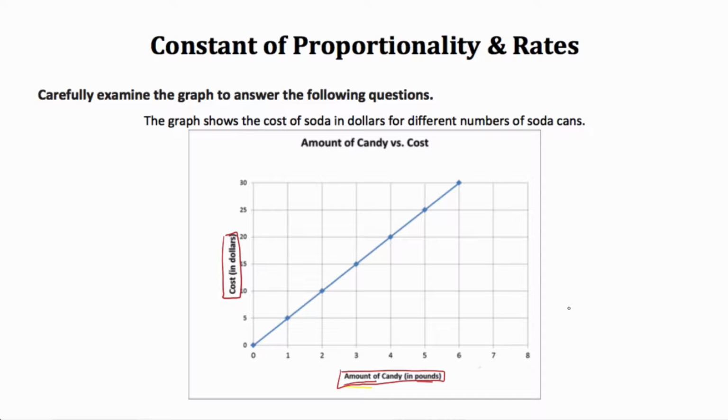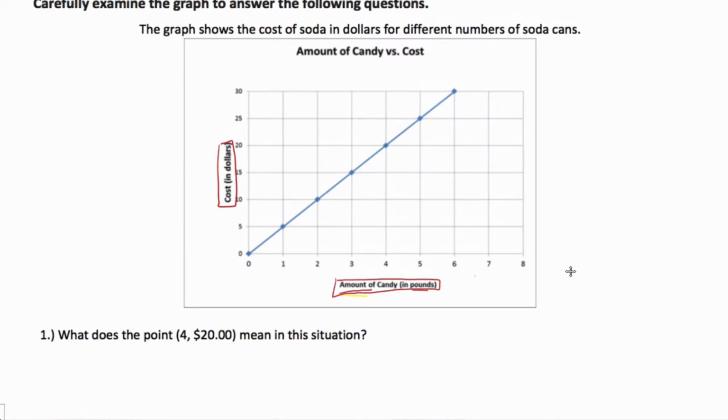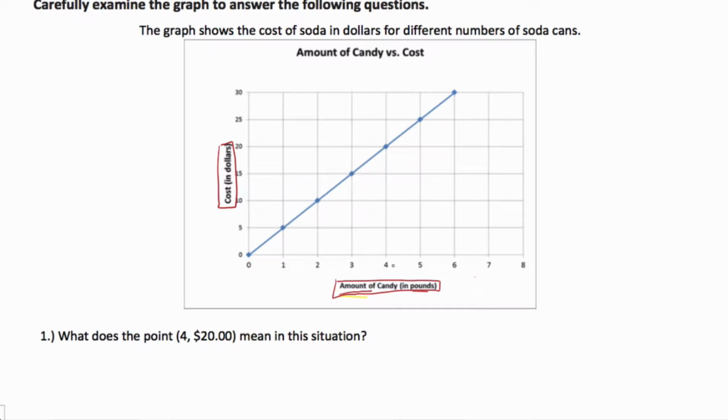That's a lot of candy. All right, let's take a look at the first question. It says, what does the point (4, 20) mean? So 4 we see here on the x-axis, that's the amount of candy. So in pounds, that's 4 pounds. And 20 we see on the y-axis. This is our y-axis. That's in dollars.